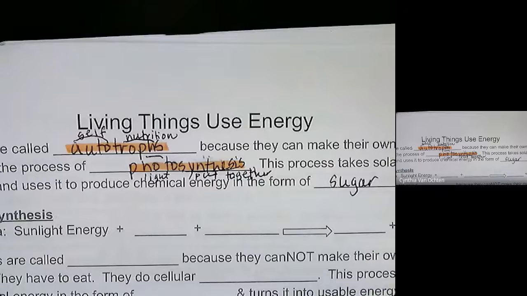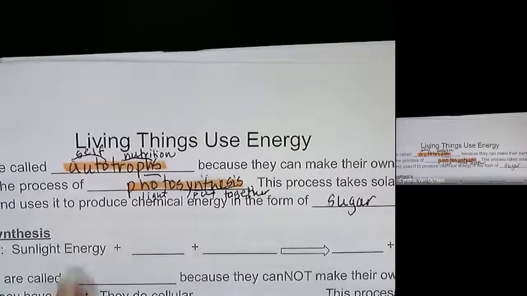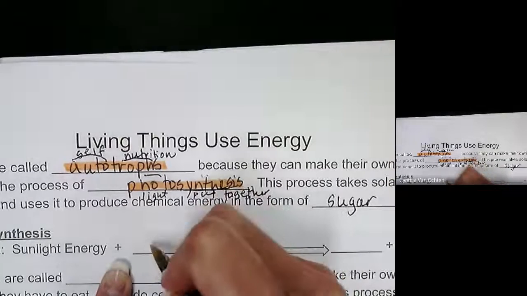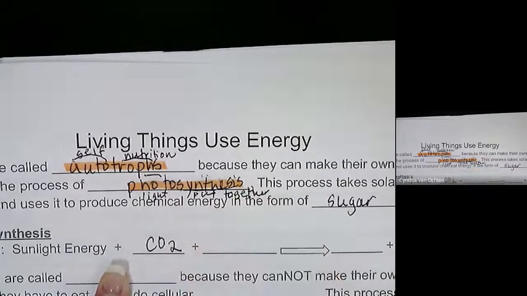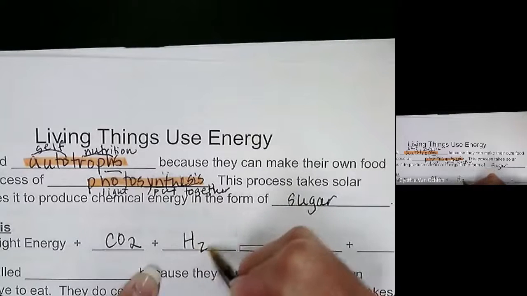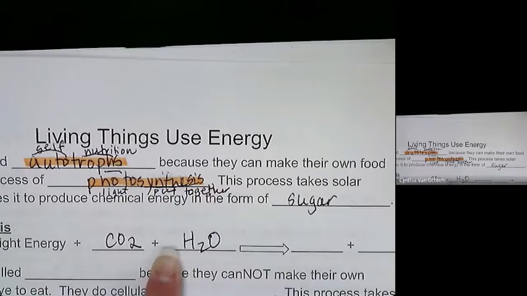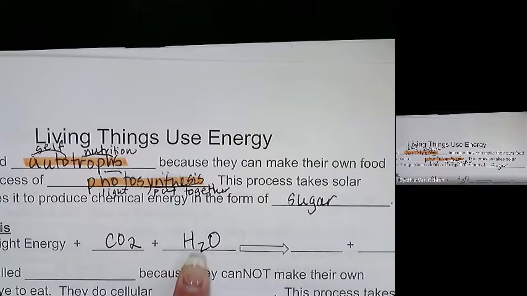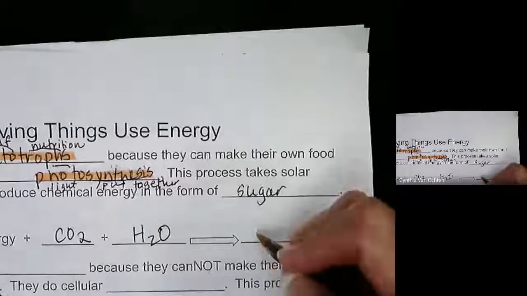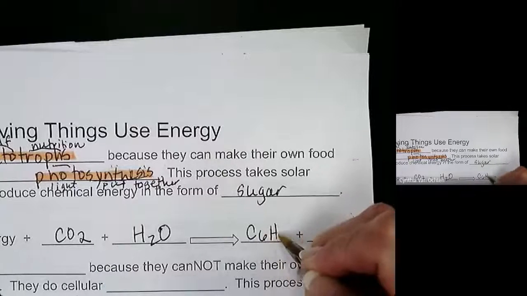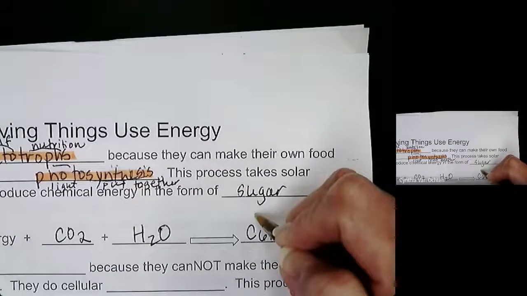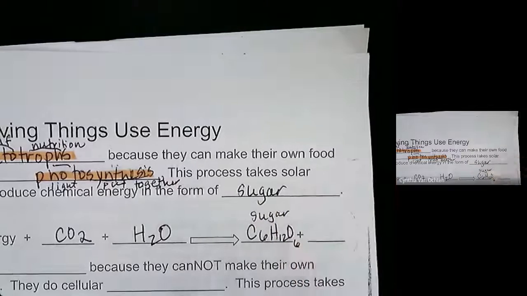But the formula for photosynthesis is the sun's energy is used to break apart the bonds that hold together carbon dioxide and break apart the bonds that hold together water molecules. And then the materials that go into forming carbon dioxide and water, specifically carbon atoms, oxygen atoms, and hydrogen atoms, are rearranged to form a new type of molecule, C6H12O6, which is basically sugar.